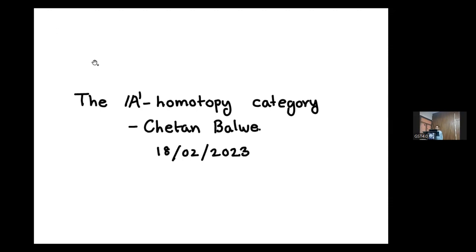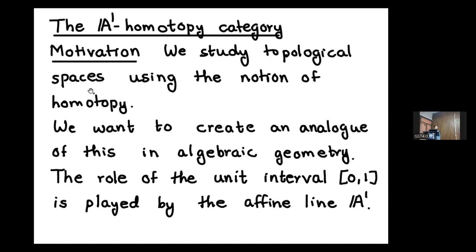So let us see what is the motivation behind what we are trying to do. We study topological spaces using the notion of homotopy. So why do we do that firstly? Speaking very simple-mindedly, our objective would be to classify spaces, which is too big a task. And so then we compromise and say, okay, we'll classify them up to homotopy equivalence.